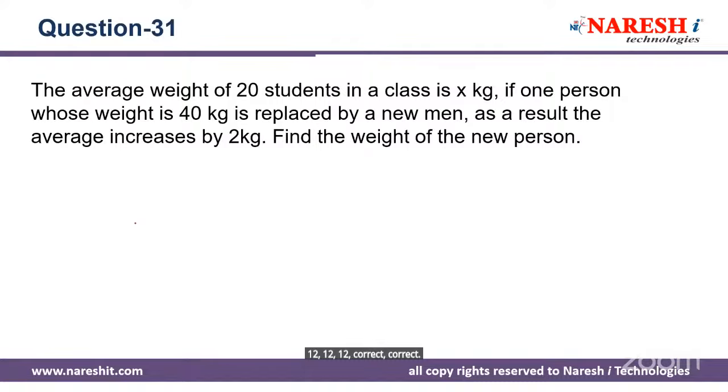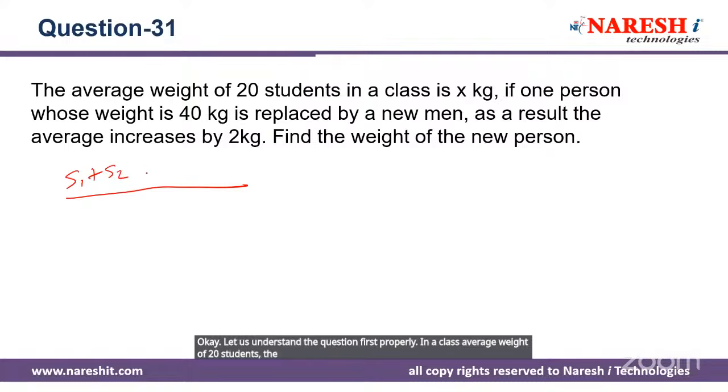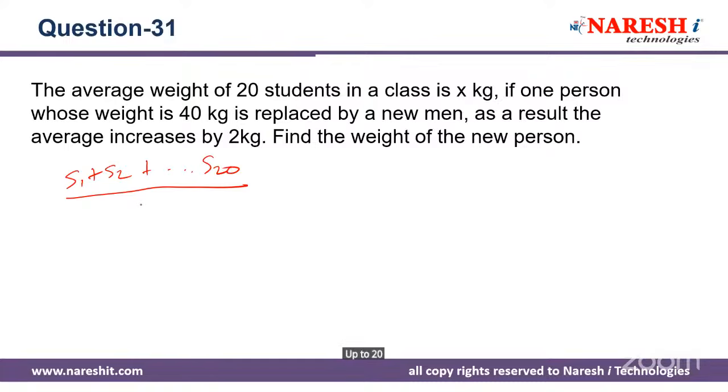From the topic average. The average weight of 20 students in a class is X kilo. If one person whose weight is 40 kilo is replaced by a new man, as a result, the average increases by 2 kilo. Okay. Let us understand the question first properly. In a class, average weight of 20 students: student 1 weight, student 2 weight, up to 20 students, divided by total people 20. Average is X. The average is not given. One person whose weight is 40 kilo is replaced by a new man.